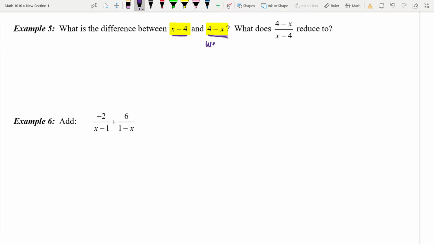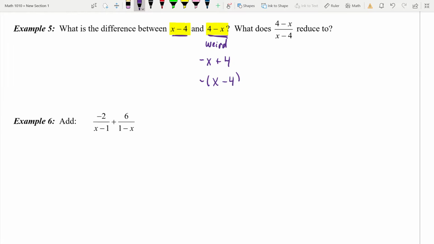Underneath that, I want you to write weird. If it looks weird, then let's make it look normal, right? Let's reorder it. So let's write negative x plus 4. So all I did is put the different order. It looks better, but it's still a little bit weird. Why does it look a little bit weird? The x has a negative. So all I have to do is take out a negative. When I take out a negative, it changes both of the signs. So now the x is a positive and the 4 is a negative.